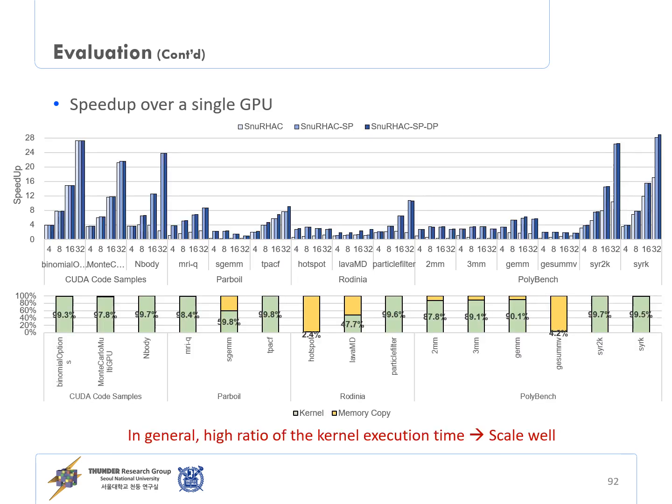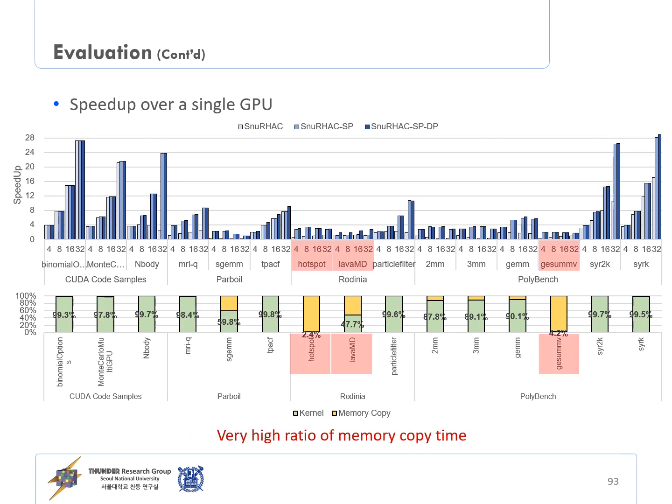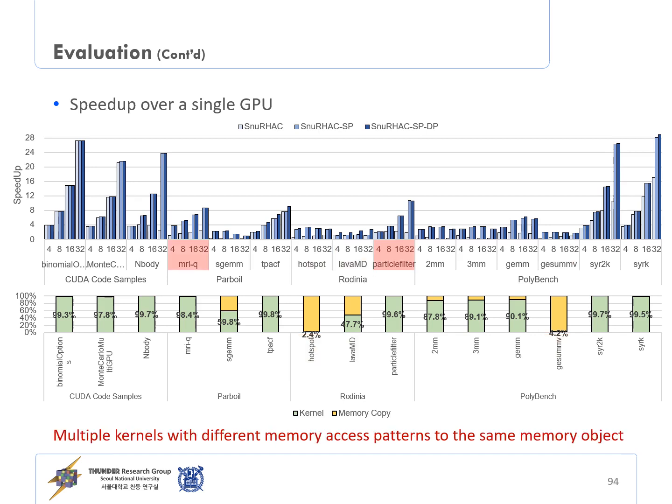The figure below shows the ratio of the kernel execution time to memory copy time measured on a single GPU using the CUDA runtime only. The scalability of the applications is significantly affected by their characteristics. In general, applications that have a high ratio of kernel execution time scale well. These three applications have a very high ratio of memory copy time. They show poor scalability because they spend most of their execution time on copying data. MRIQ and particle filter launch multiple kernels. Each kernel has different memory access patterns to the same memory object. It causes frequent data movement between GPUs on every kernel launch and degrades the performance.